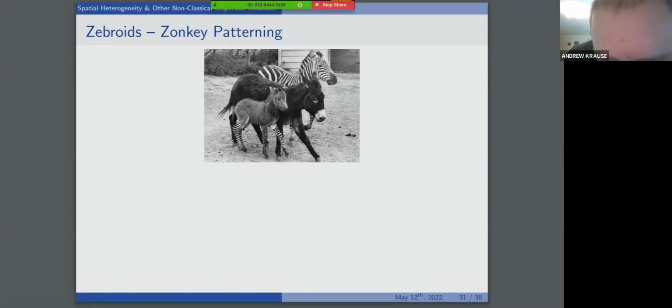But in these zebroids, we actually see the opposite, right? We see there's some sort of patterning occurring in the legs, but none occurring in the body, even though in principle there's more space for patterning to occur in the body.